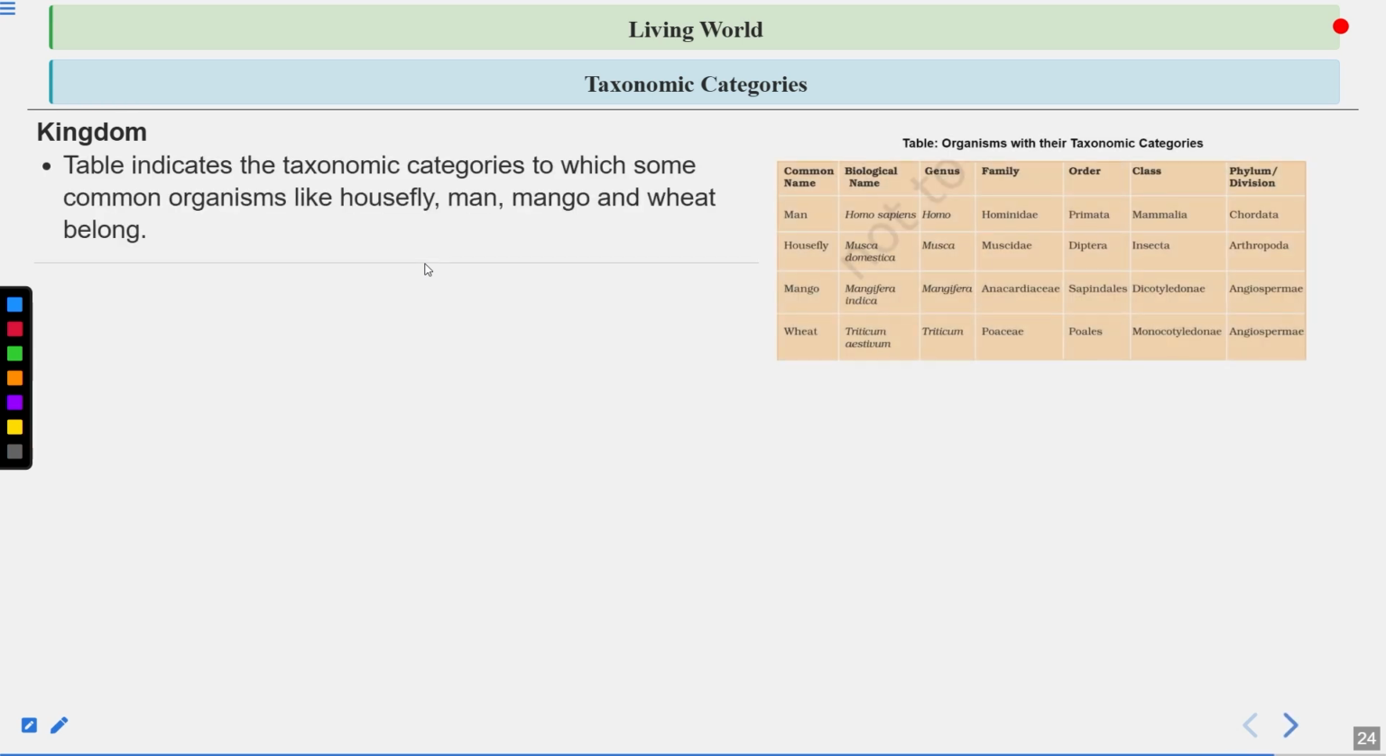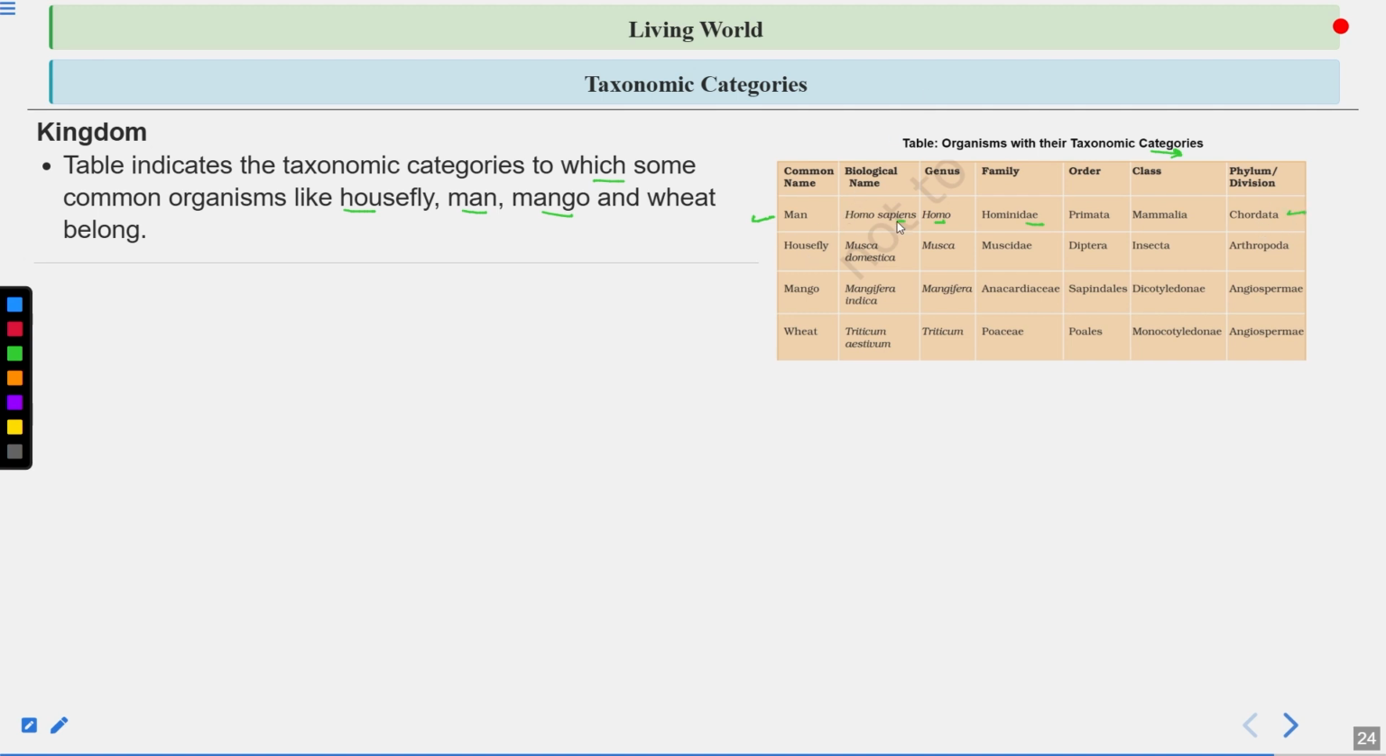Now, this is a table that indicates the taxonomic categories to which some common organisms like housefly, mango, and wheat belong. So this is a table showing you organisms with their taxonomic categories. What is the common name? Common name, man. What is the scientific name of man? Homo sapiens. Genus is Homo. Family is Hominidae. Species here is sapiens. Order is Primata. So Homo sapiens or man belongs to the order Primata. Then class Mammalia. Then phylum Chordata.